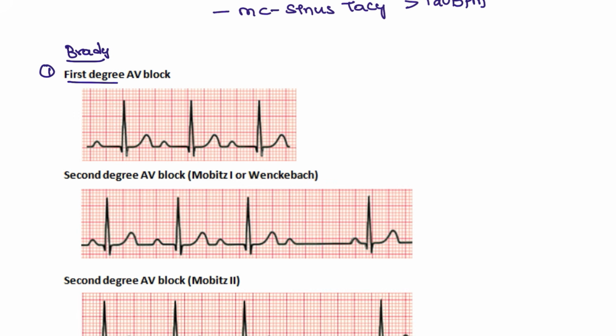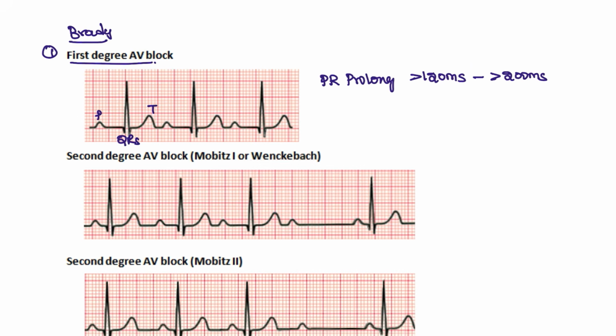The first one is the first degree heart block. What happens in the first degree heart block? There will be PR prolongation, right? PR prolongation more than 120 milliseconds. It could be even more than 200 milliseconds. That is a PR prolongation. But P, QRS and T wave, everything is present in the first degree heart block.